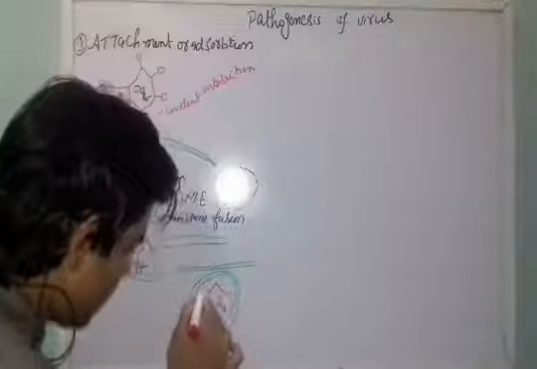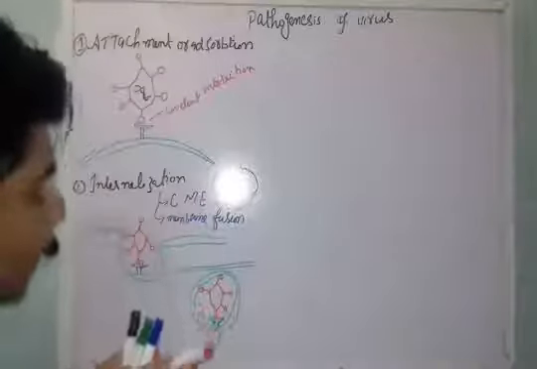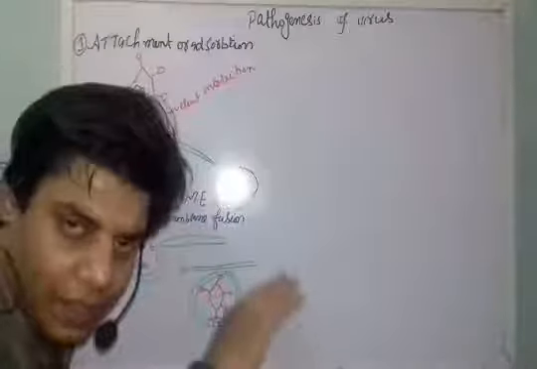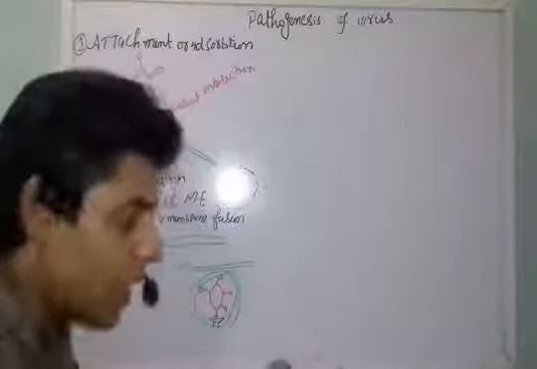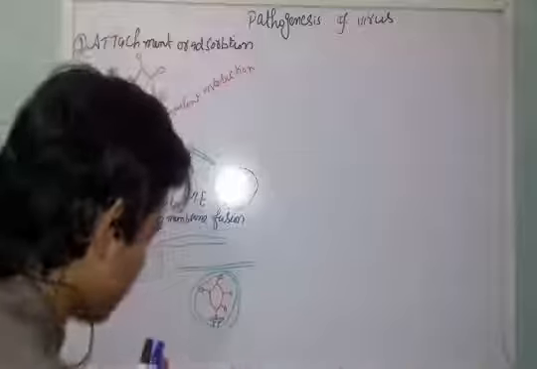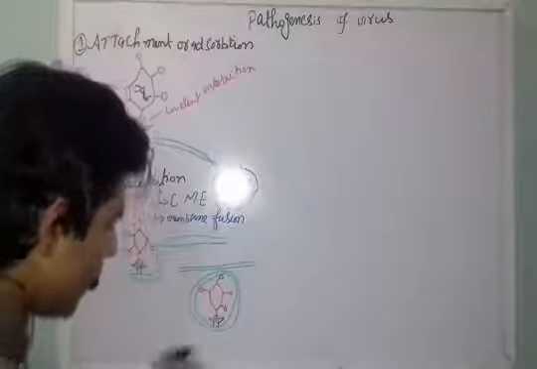Now this is the virus which is internalized. When the cell internalizes, we call it endocytosis, and the vesicle that is formed we call an endosome.